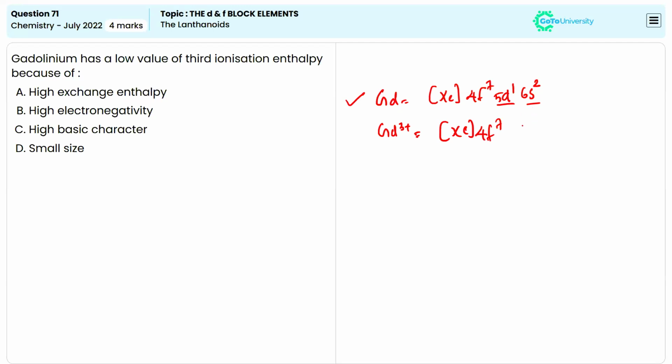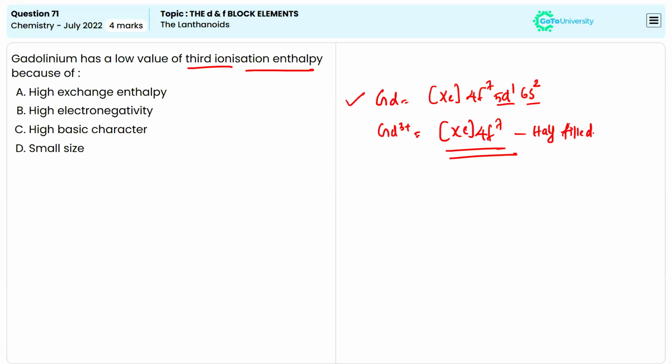Third ionization energy is the amount of energy required to remove the third electron. After removing the third electron, gadolinium will be converted into the xenon 4f7 configuration. This 4f7 means it is half filled, because f14 is the maximum capacity. So f7 is a half-filled configuration. Okay, so they are highly stable.